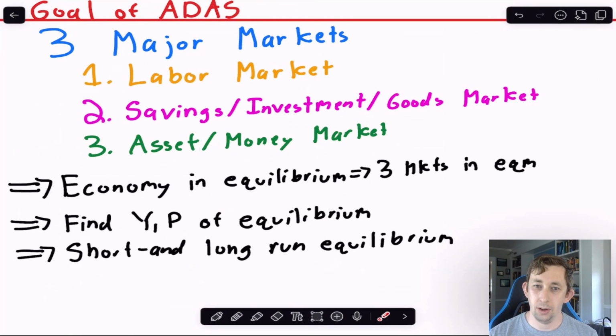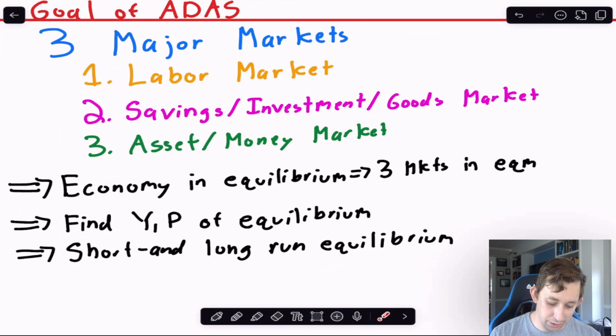Now, like I said, the goal of the ADAS model is we want to evaluate policy decisions at the macro level, and talk about how they impact GDP, prices, inflation, all of those good things. So we're effectively going to boil the economy down into three markets. The first market is going to be the labor market. So those are people looking for a job, having a job, what the wage is, all those sorts of things.